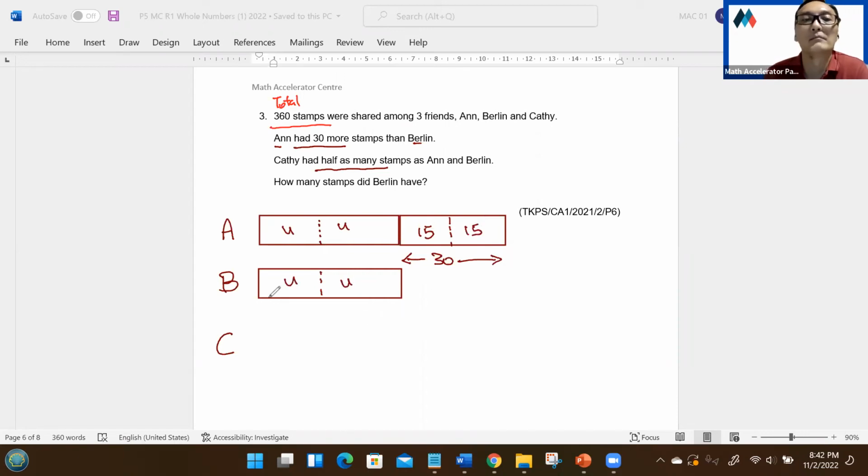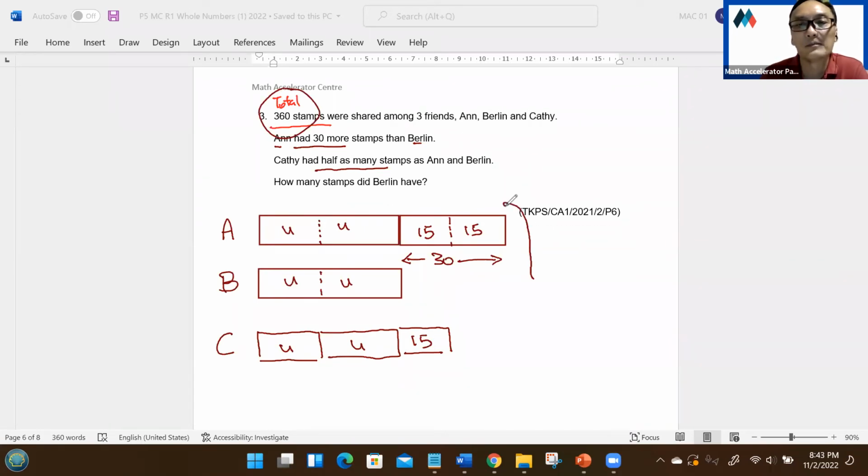So now, let's do it part by part. Half of Berlin means Cathy will receive 1 unit, right? And then half of N. N has 2 units and 2 15. Half of N means you take another 1 unit here and 15. And lastly, their total efforts is 360.